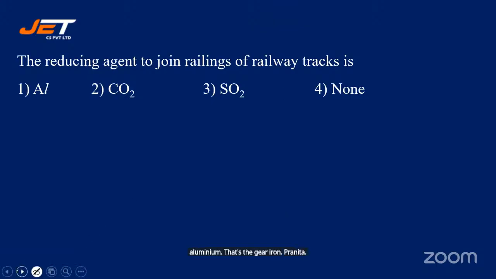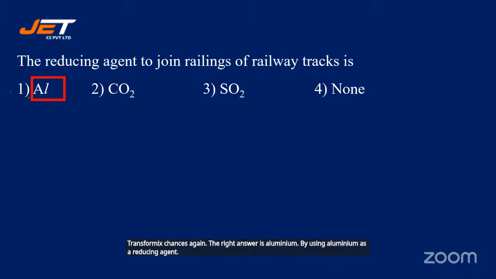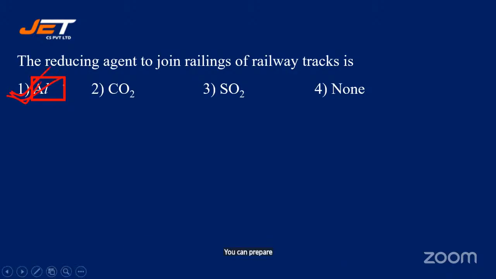Pranita, option 4. Mixed answers again. The right answer is aluminum. By using aluminum as a reducing agent, you can prepare molten metals. These molten metals are used for joining the railway tracks.